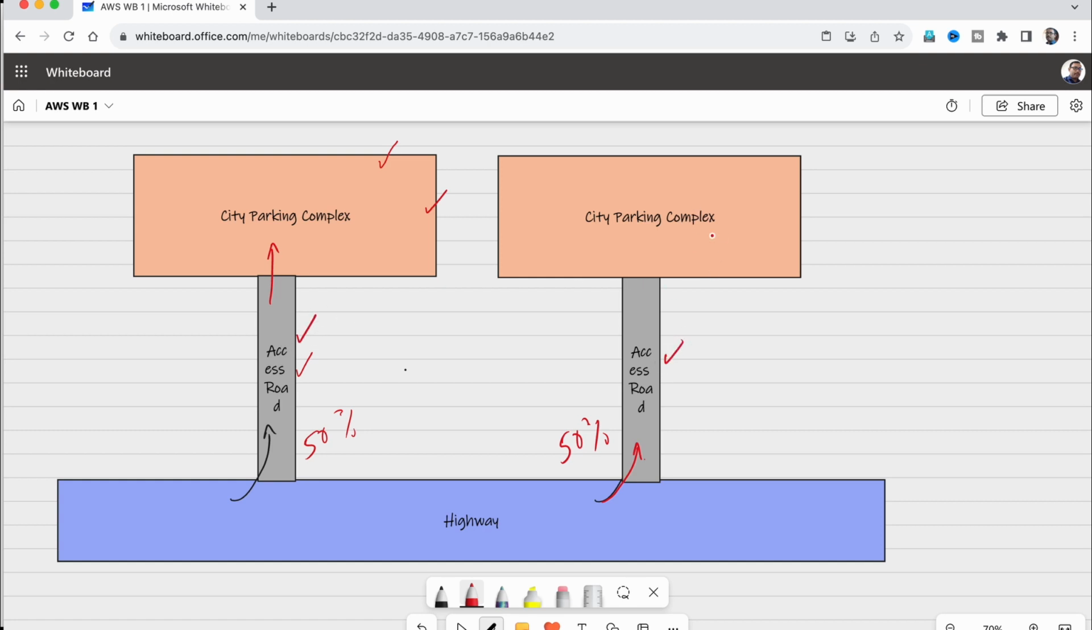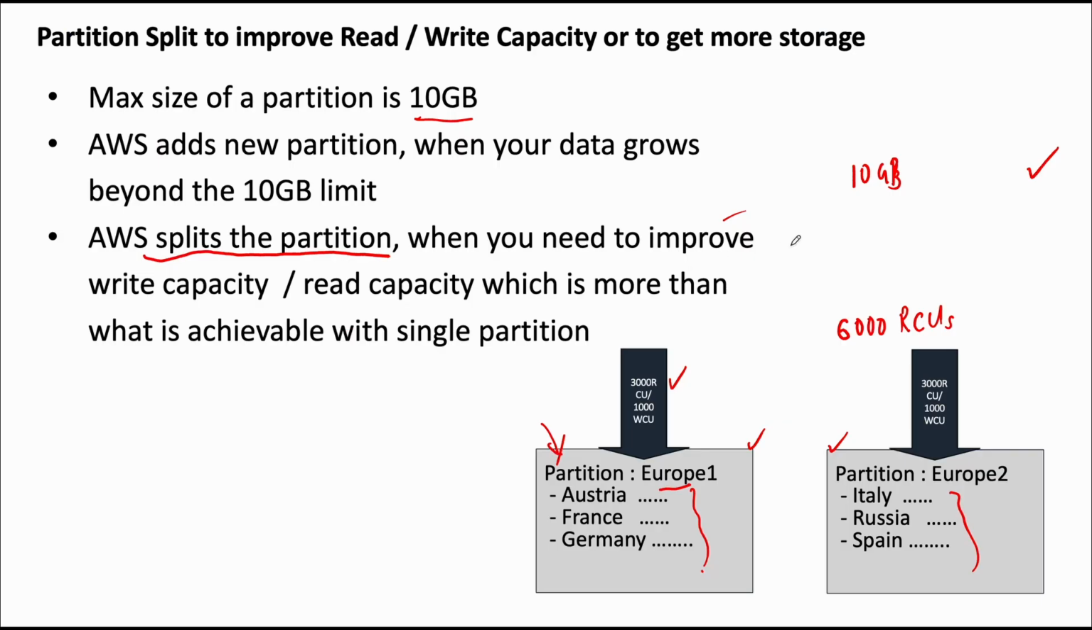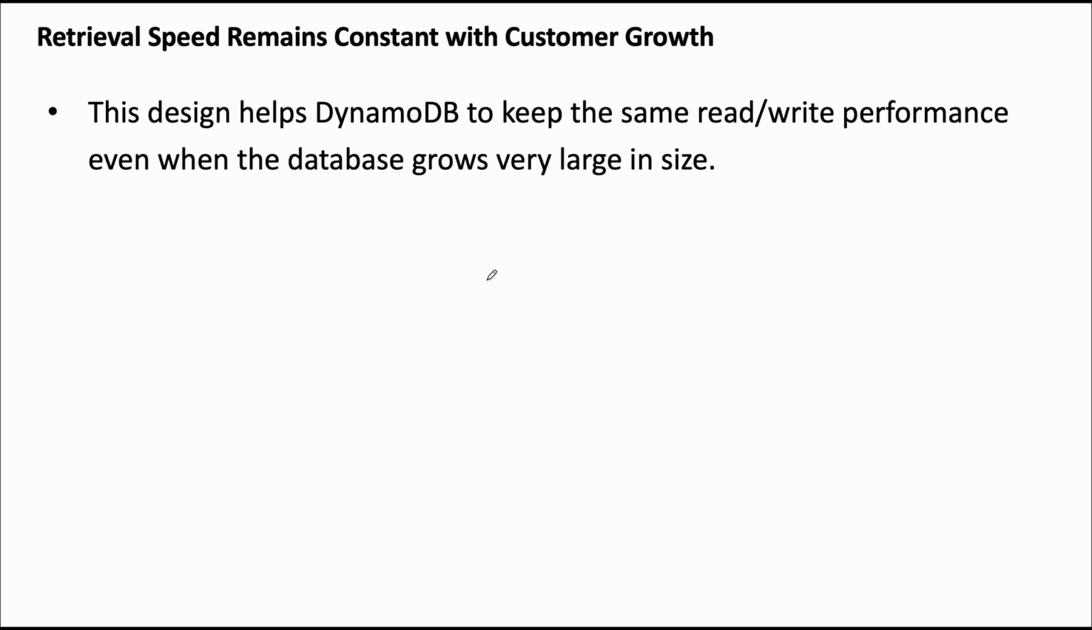This is the same approach which is taken by DynamoDB. When there is a higher read capacity unit requirement, it just increases the number of partitions. And this design ensures that the retrieval speed remains constant with customer growth, because if these companies today have 310 million customers, maybe after 6 months they may have 350 million customers. If they follow this design, they can provide the same read-write performance even when the number of customers increases manifold, because they are increasing the number of partitions when they need more read-write speed.